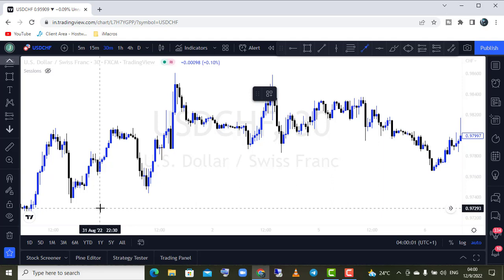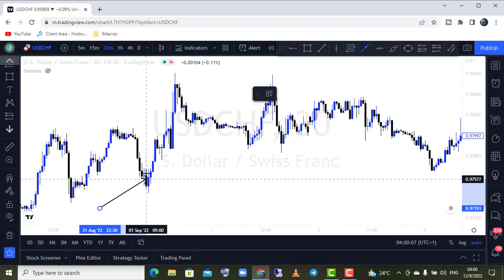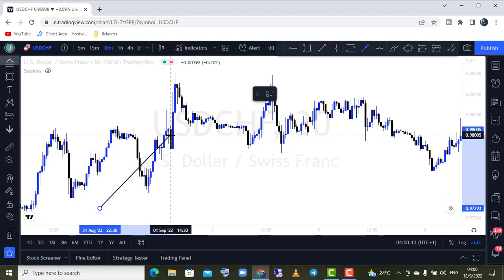Okay, let me get this. This right here is an order block. So remember what we talked about and how we define it. This is the last sell candle. As you can see, price just sold right here, then stopped, and immediately we started buying. So this is an impulsive move, as you can see.